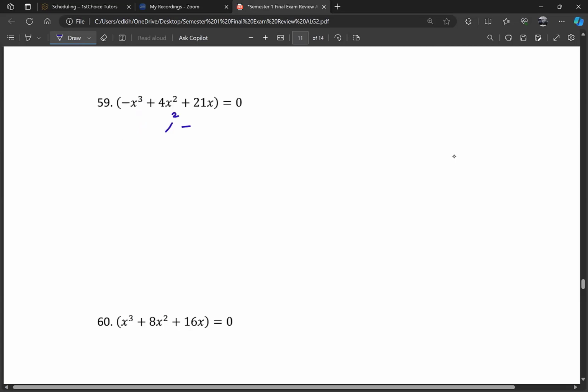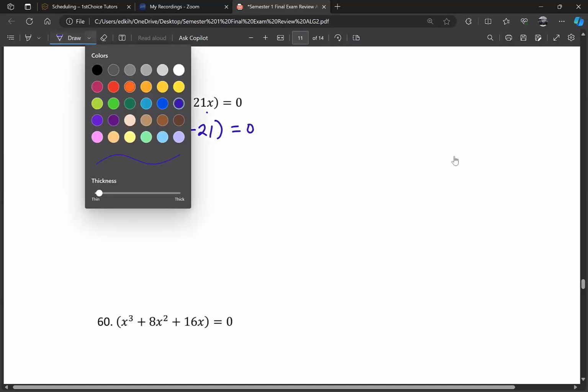In fact, let me pause here. Let me see. I just see they have something in common. They have an x in common. So let's take out a negative x, actually. That leaves us with a positive x to the 2nd. Change the sign to -4. You took out one x, so it's -4x. Change the sign, so it's going to be a -21. You took out the x, so that's it.